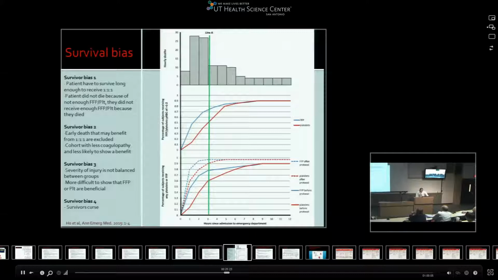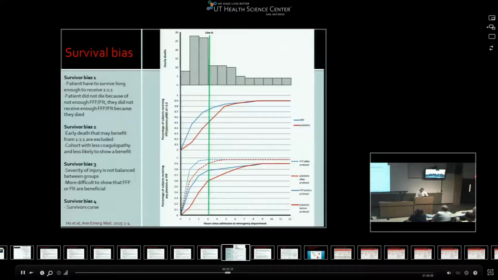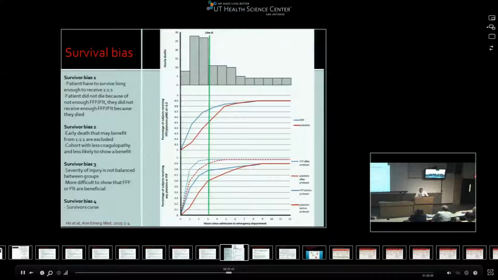The problem is that the patient did not die because he did not get enough FFP or platelets. They did not receive enough FFP and platelets because they died. And so they basically didn't survive long enough to receive the 1-to-1-to-1 ratio. In the survival bias 2, if these patients to the left of the green line are left out, it leaves a cohort for the analysis that is less coagulopathic and is less likely to show a benefit with a 1-to-1-to-1 ratio.